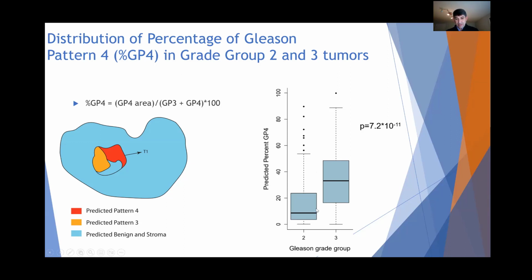And what you can see is that there's a lower percentage of grade pattern 4 in grade group 2 lesions versus grade group 3, which had a higher percentage, which again is consistent. So this is just showing consistency between the neural network model and what the pathologist had identified.